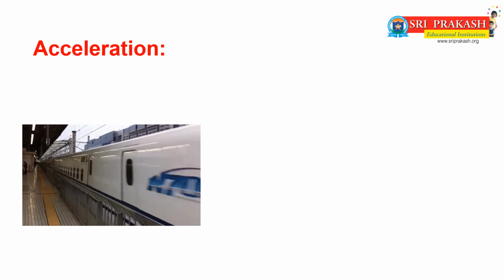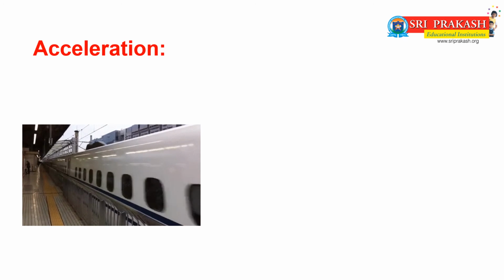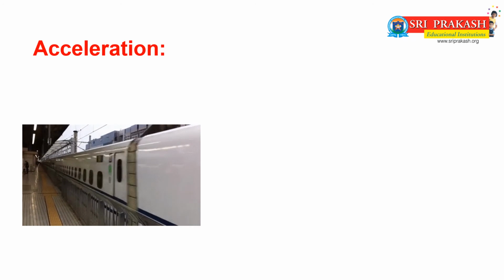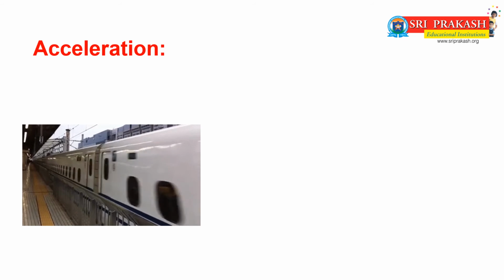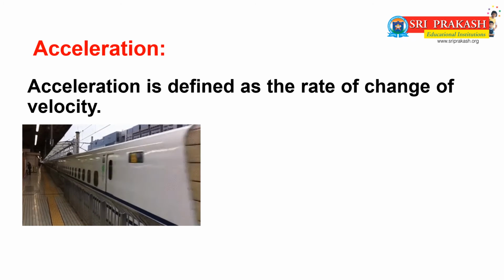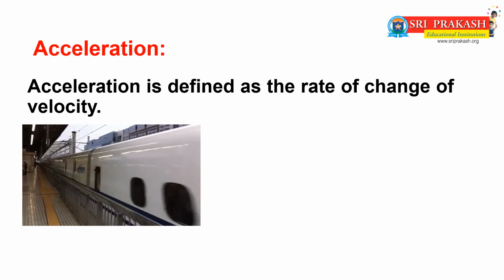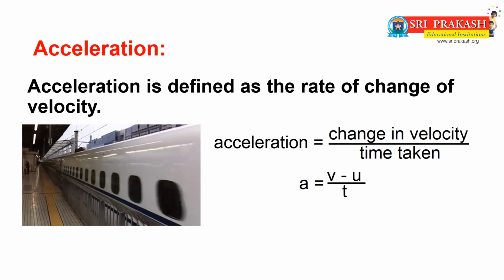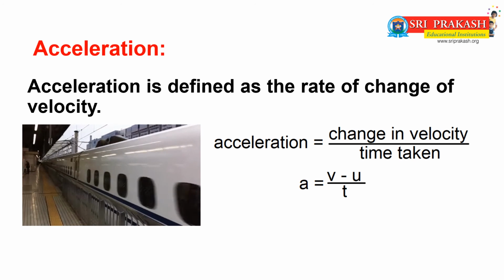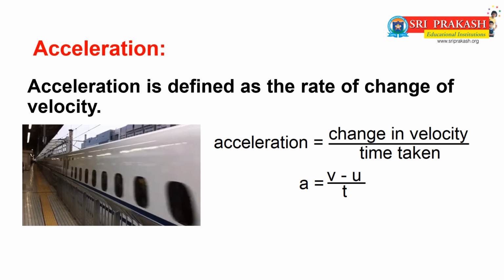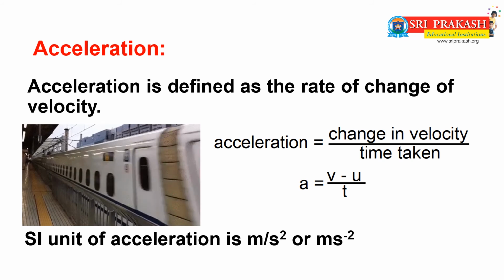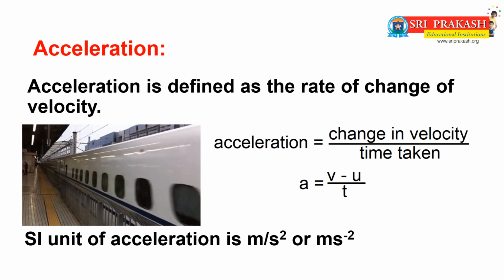Acceleration. You can see in the image the train leaving a platform. As the train moves away from the station, the velocity of the train increases. According to the definition, acceleration is defined as the rate of change of velocity. Formula: acceleration is equal to change in velocity by time taken. a is equal to (v minus u) by t. SI unit of acceleration is meter per second square.